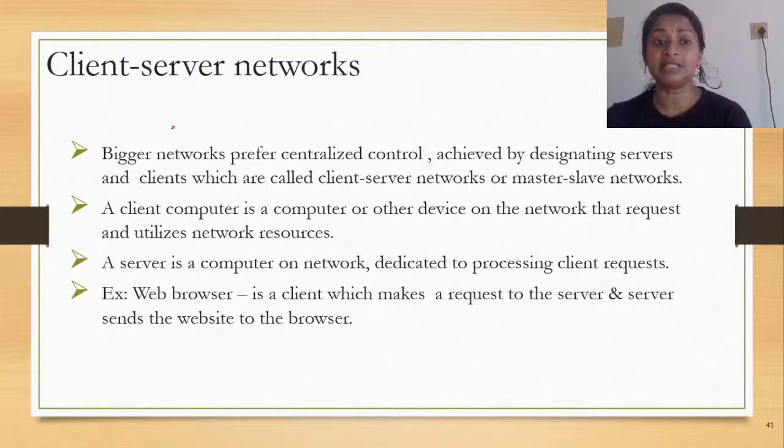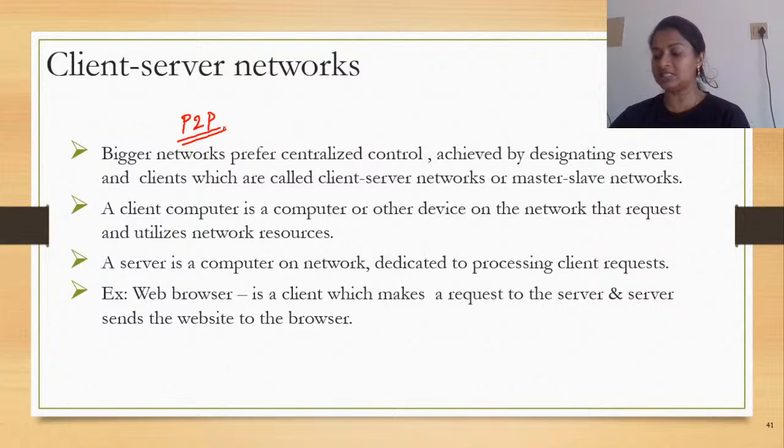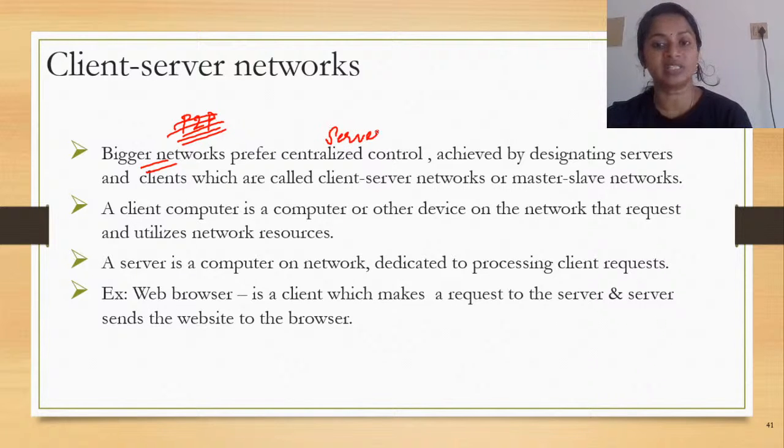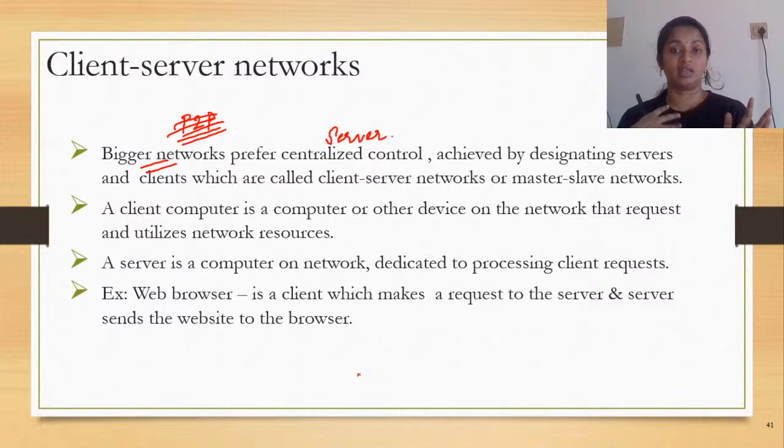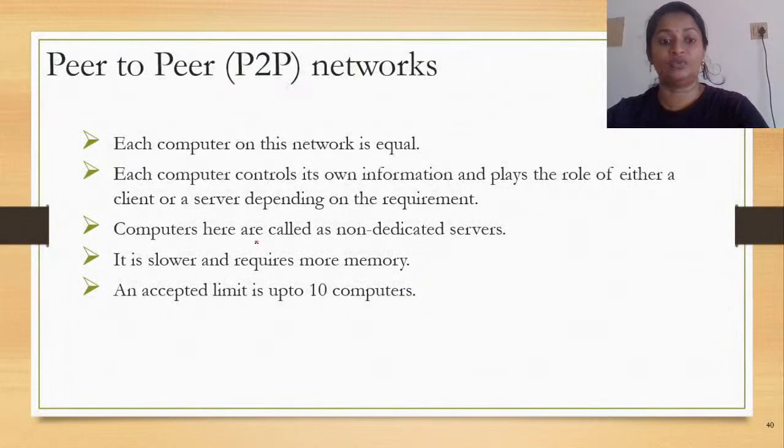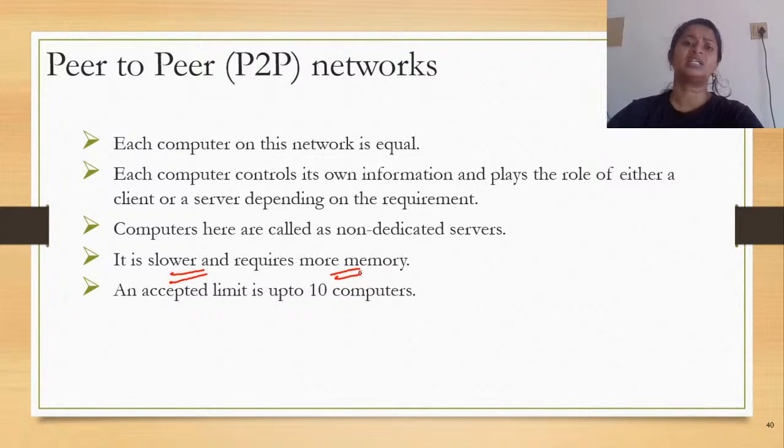So when we consider the previous network, what was that? That was the peer-to-peer network. Whenever we are considering the peer-to-peer network, client servers are very bigger networks. Why? Because they prefer a centralized control. And who has the centralized control? The centralized control is always governed by the server, right? Now, since you have a specific device which is designated for a specific purpose, and all the other participating entities can get their requests serviced from the server, the question of the network getting slower or requiring more memory is not a concern for us.